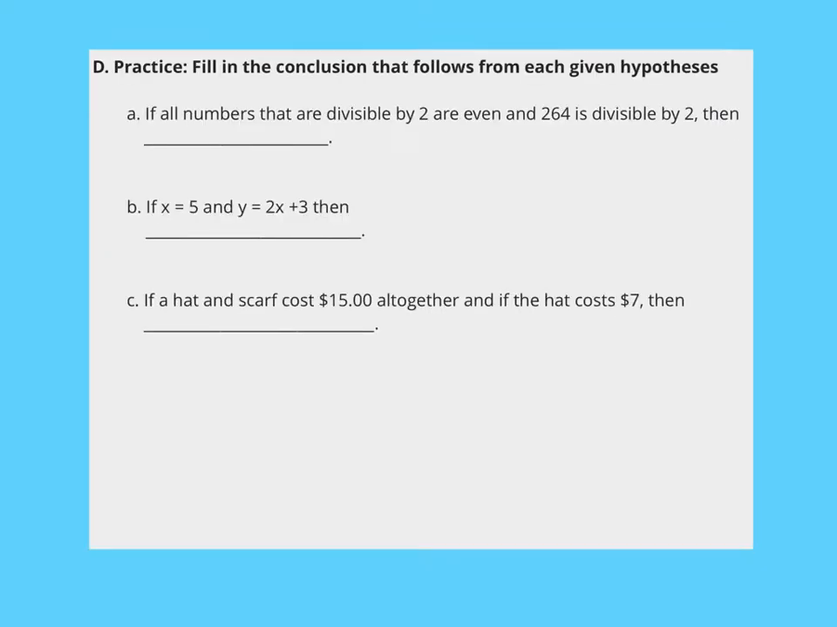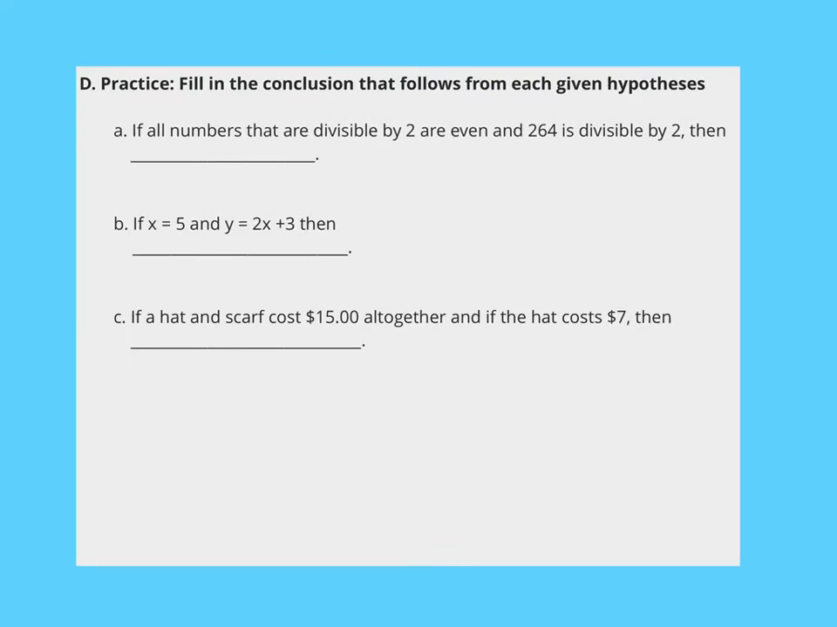So we're going to practice finding the conclusion given some hypotheses. In the first example here, we have: if all numbers that are divisible by 2 are even, and 264 is divisible by 2, then what conclusion can we make? Numbers that are divisible by 2 are even, 264 is divisible by 2. The conclusion we can make then is that 264 is even.